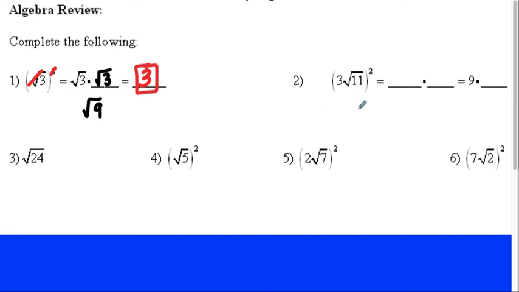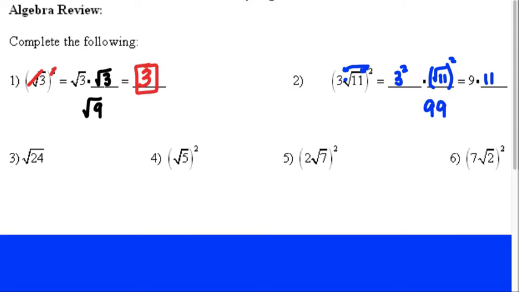All right, now it gets a little trickier if I have a number in front of the radical. Make sure you remember that these two things are being multiplied. So this means 3 times the square root of 11, squared. I have to be really careful because that means I have 3 squared times root 11 squared. I have to make sure that I square both the 3 and the 11. So 3 squared is 9, and then root 11 squared is 11. So this would give me 99.